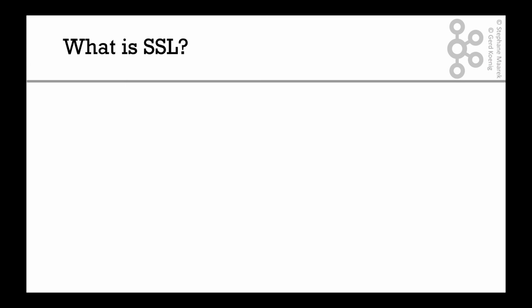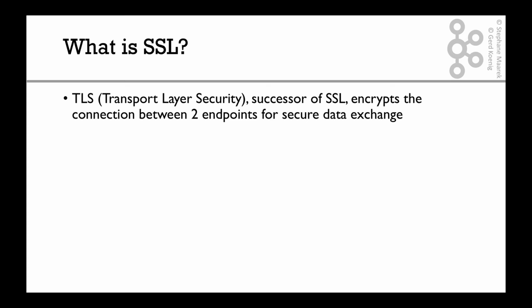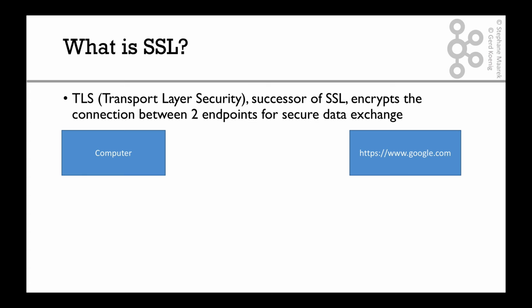So what is SSL exactly? SSL is old. Now it's called TLS, for Transport Layer Security, and it's used to encrypt the connection between two endpoints for secure data exchange. As I mentioned before, SSL and TLS are used interchangeably today in terms of naming, so we'll keep on referring to TLS as SSL in the rest of the course.